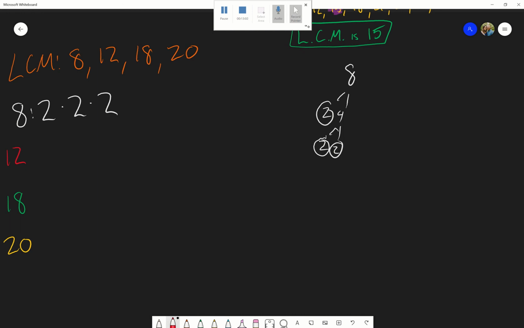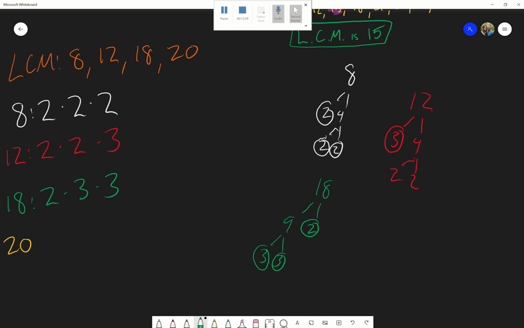12 breaks down into 3 and 4. 3 is prime. 4 is 2 and 2. 12 is 2 times 2 times 3. 18, we just did this one. It's 9 and 2. 2 is prime. 9 is 3 and 3. We have a 2 times 3 times 3.